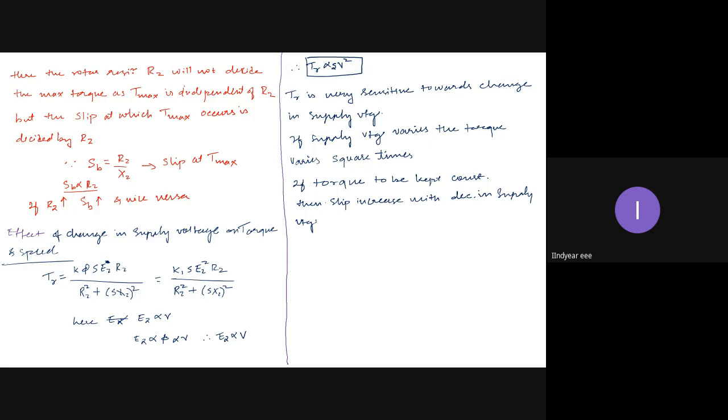Slip increases with the decrease in supply voltage. That is obviously what happens. When the supply voltage decreases, speed decreases. Therefore, slip increases. Okay, so let us see. Let supply voltage V change to V dash. Slip S changes to S dash.